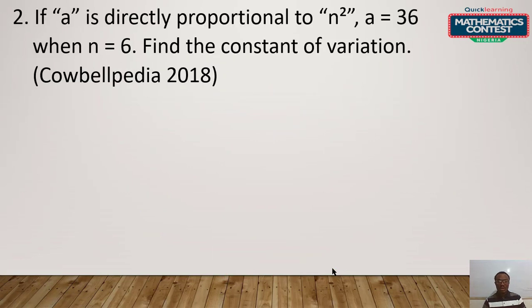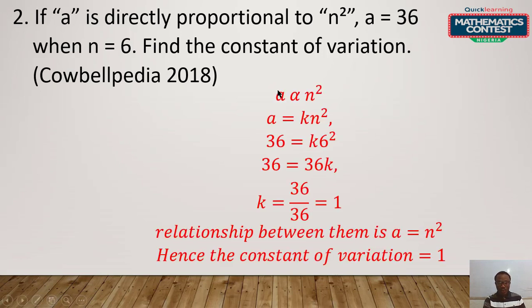Now let's come to example number 2. If a is directly proportional to n squared, a is 36 and n is 6, find the constant of variation. In this case, a is directly proportional to n squared. So a is 36, so write 36 there, and n is 6. But n was actually given to us as n squared from the relationship. So 6 squared will give us 36. In other words, we'll have 36 = 36k. So to get our k, the constant of variation is 36 over 36, which is 1. So the value of k is 1. That is, the constant of variation is 1.